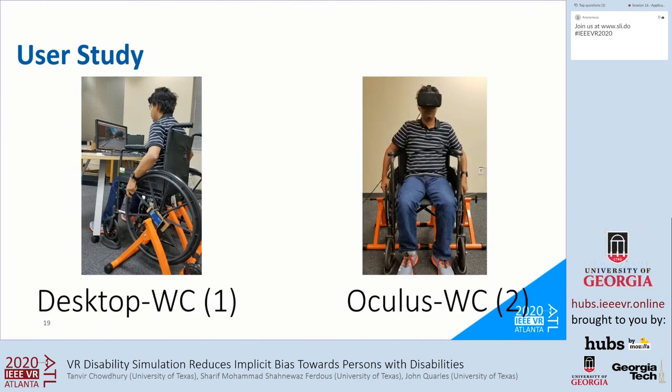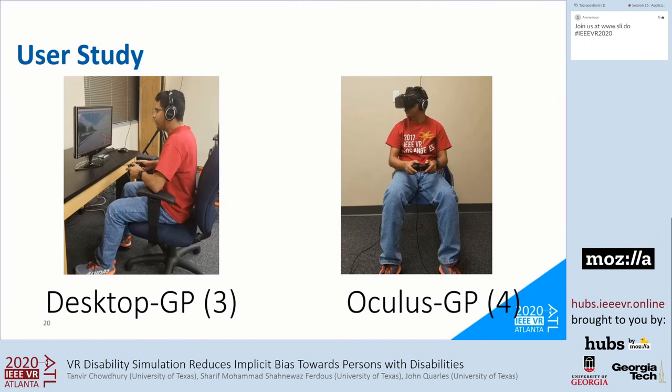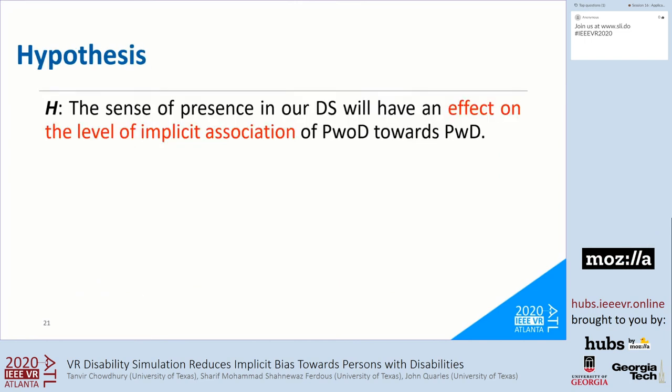Combining the display and the navigation interface, we had a 2x2 between subject design. The four conditions of our user study are desktop with wheelchair, Oculus with wheelchair, desktop with gamepad, and Oculus with gamepad. We had a total of 7 hypotheses for this study.